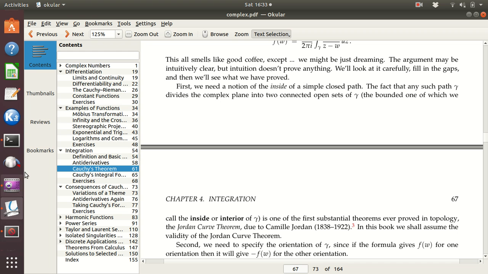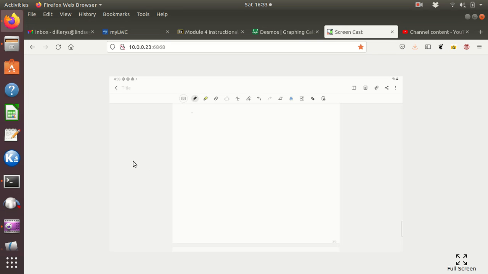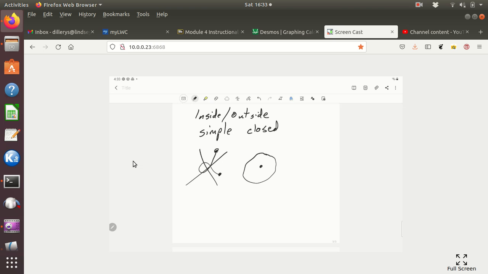Inside and outside. So if I go back here, we're looking at inside, outside. Okay, we have a simple. Okay, that means it never crosses itself. So like that's not simple. Closed. Well, it wasn't closed either because the two endpoints didn't meet. And then a path. And so, something like that is just fine. Simple closed path, we want to talk about the inside and the outside.